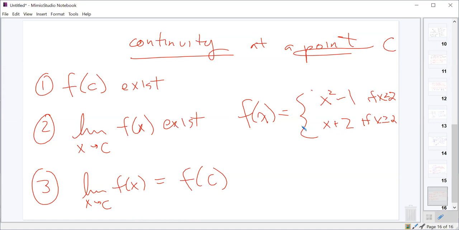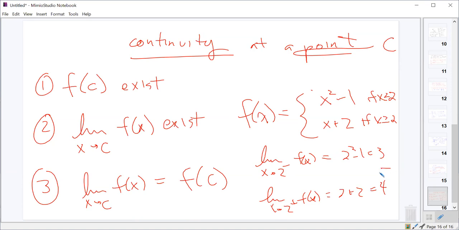But if you're doing it on a free response question, and occasionally they will say explain why this is continuous, you need to write it out in limit notation. The limit as x approaches 2 from the left of f of x is 2 squared minus 1, or 3. And the limit as x approaches 2 from the right of f of x is just 2 plus 2, so it's 4. Since those are not equal to each other, that does not meet criteria number 2. The limit does not exist because the left and the right hand are not the same. Does that make sense to everybody?